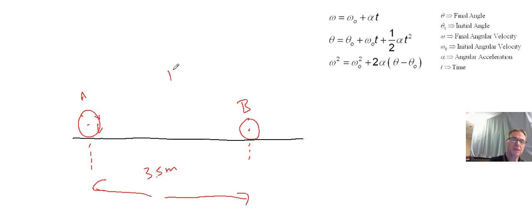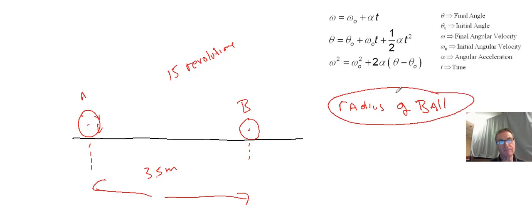So if the ball makes 15 revolutions in traveling from point A to point B, what is the radius of the ball? We want to know the radius of the ball. That's ultimately what we want to know. So what have we got?